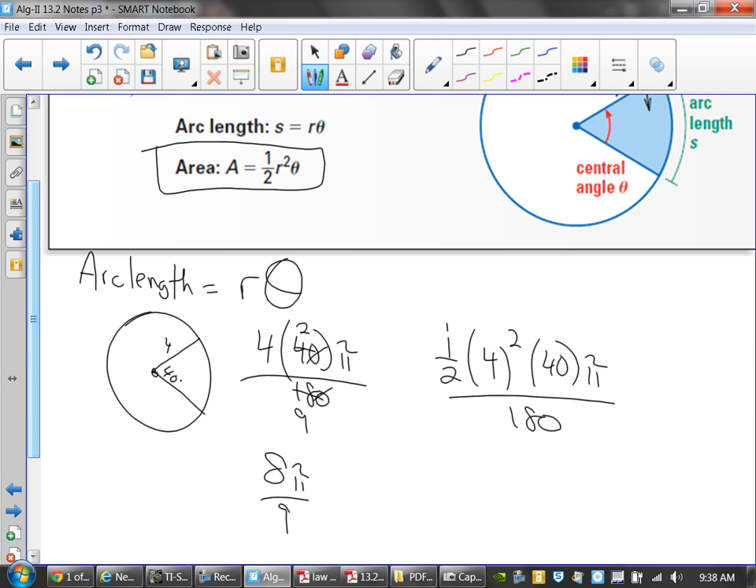Yes, sir? Why do you have to change the radius? Because they're not dealing with degrees anymore. We're going to have pi in our answers. When we're dealing with the trace stuff, we're going to veer away from degree measurements and go into radians.